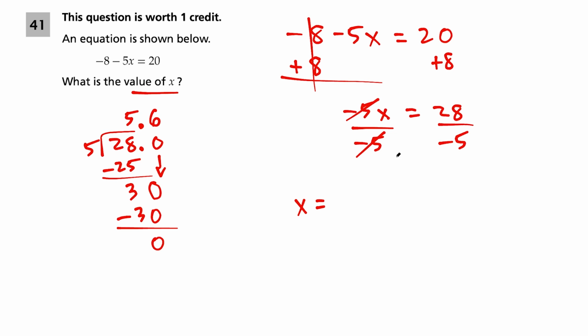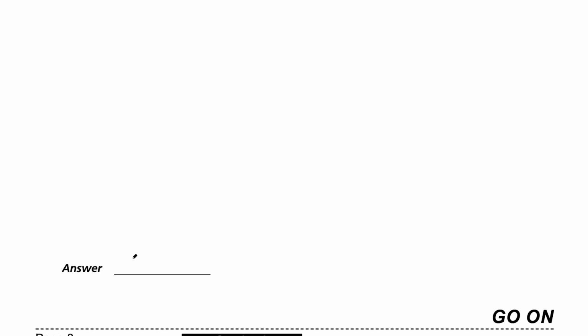So x would be equal to, but just be careful, a positive divided by a negative is negative. We're going to have negative 5.6. And this is our solution to 41. So let's just record our answer, negative 5.6.